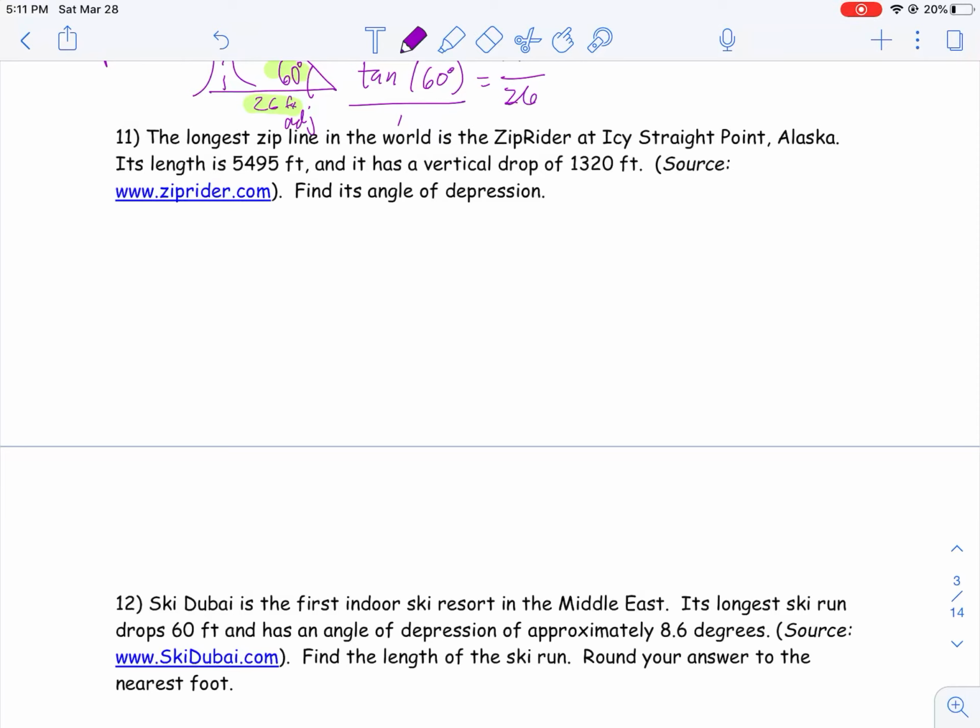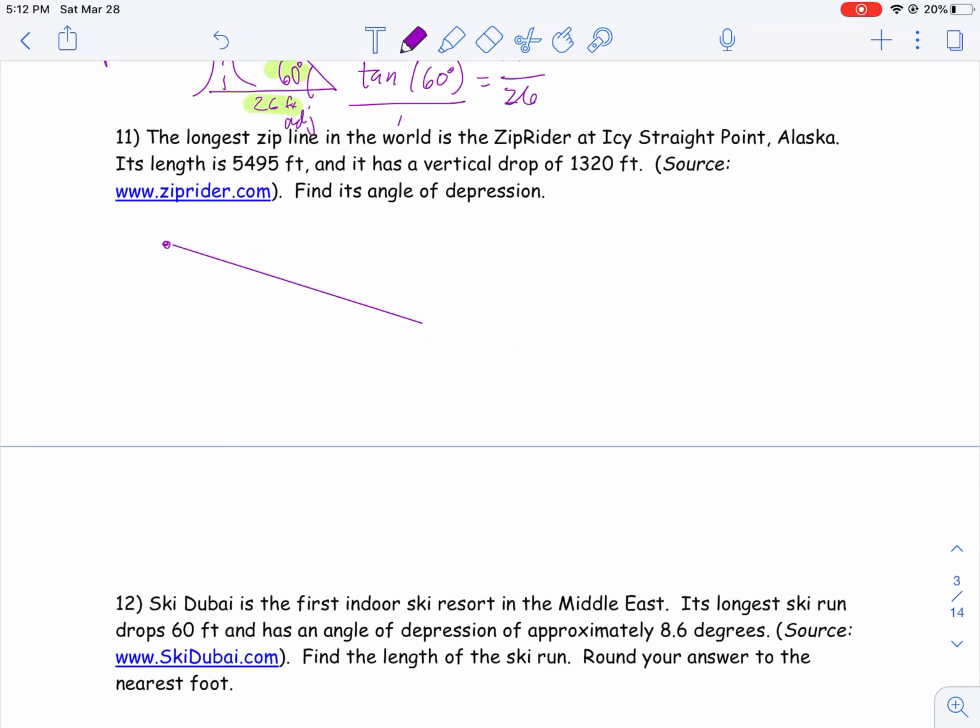Howdy! In this video we're going to take a look at a couple of word problems. In this number 11 we see the longest zip line in the world is the Zip Rider at Icy Strait Point, Alaska. Its length of the zip line is 5,495 feet and has a vertical drop of 1,320. So you can imagine a zip line starts at a high point and ends at a low point.